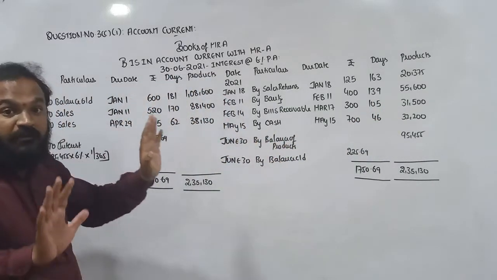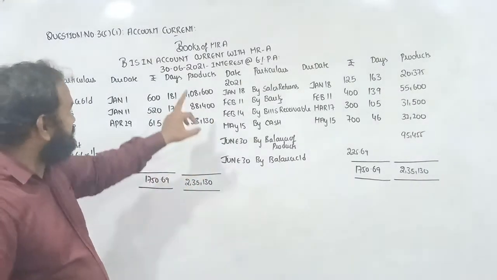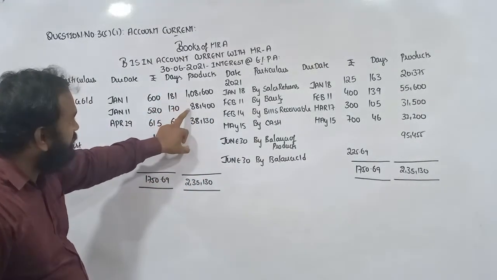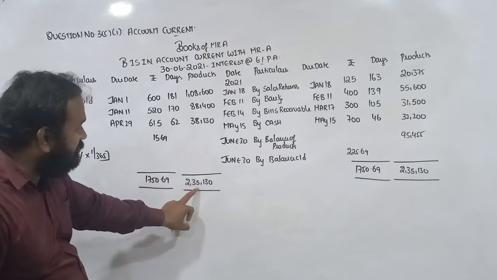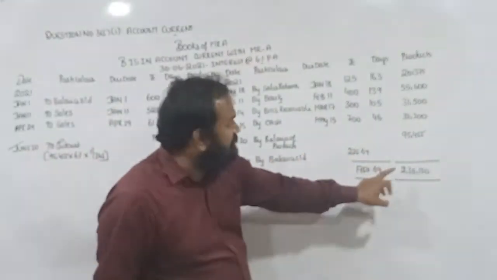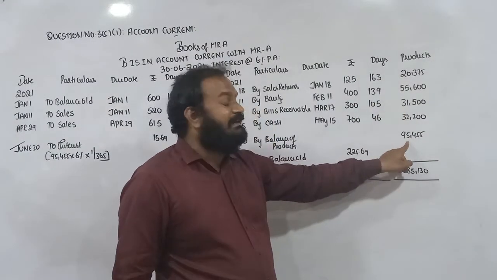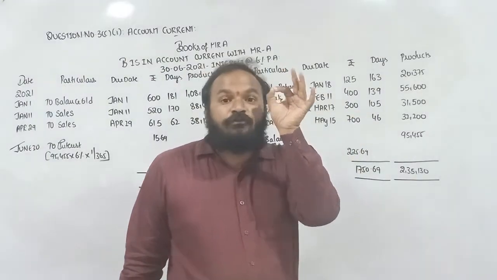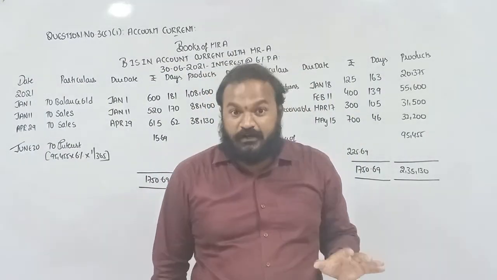So first you have to compute the balance of products. So 1,08,600, 88,400, 38,130, total 2,35,130, minus all this, 95,455 is the balance of products.